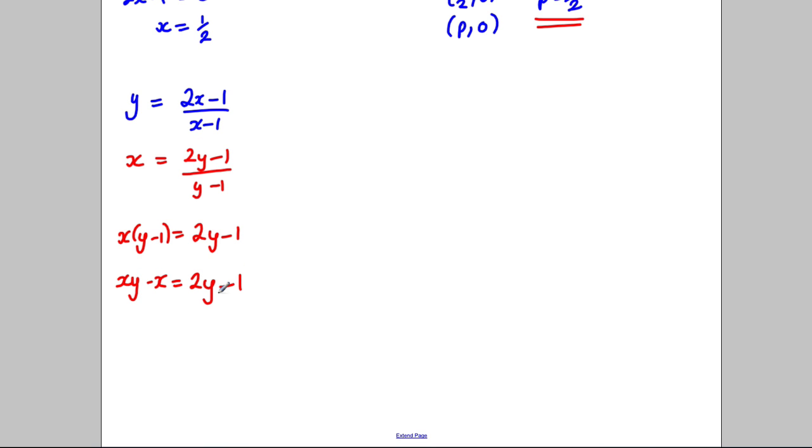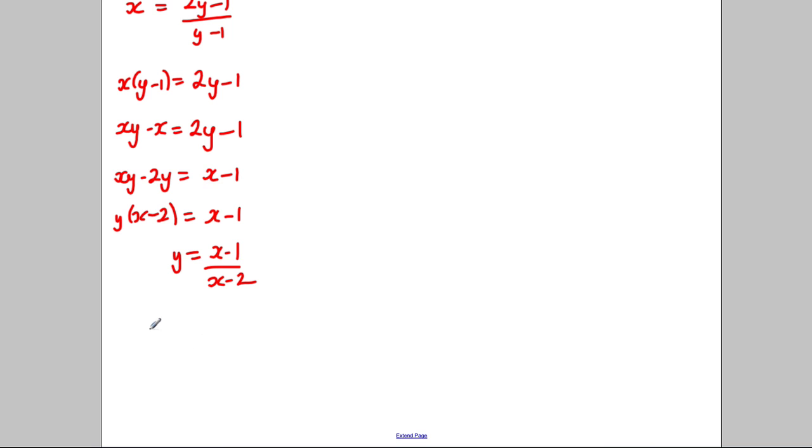We're making y the subject here, so bring everything with y to one side, subtract 2y off both sides and add an x. xy subtract 2y would be equal to x take away 1. Factorise the y, get the following, and therefore y is equal to x subtract 1 over x subtract 2. And then state that therefore f inverse of x is equal to x subtract 1 over x subtract 2.